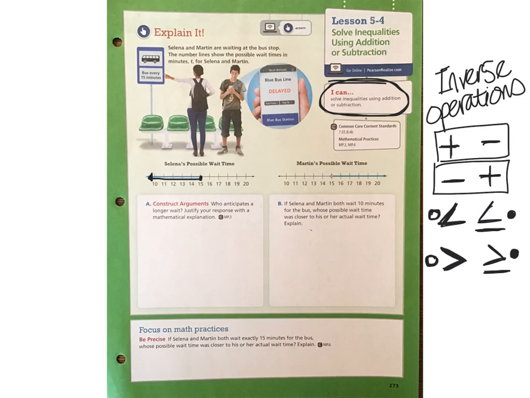Now look at Martin's number line. Martin's possible wait times also begin at 15, but there's an open circle there, and then the numbers continue shading to the right. So Martin's possible wait times also begin at 15 minutes, but does not include 15, and then increases from there. So take a look at question A. Who anticipates a longer wait? Justify your response with a mathematical explanation. So looking at your number lines, who do you think is going to wait longer?